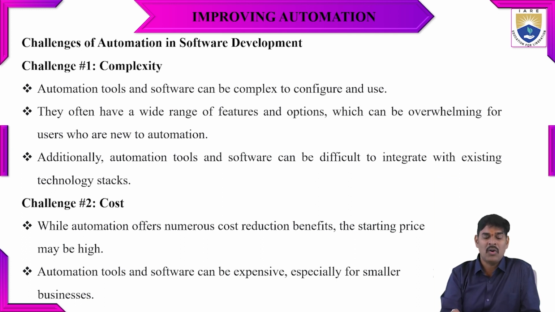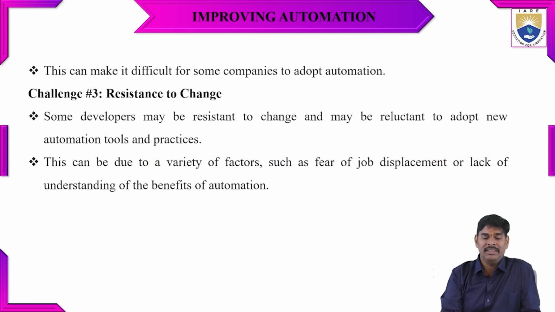And next one is cost. When you're using automation, numerous cost reduction benefits will be there. Sometimes, though, the price and expense of the software will be very high when you're using it for a small business. It is very difficult for some companies to adopt automation, because small or medium companies cannot afford to purchase the automation tools.